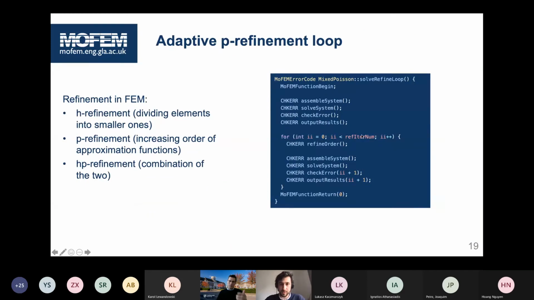If the user specifies a number of refinement iterations greater than 0, we would get into the loop of refinement: assemble the system, solution, checking the error, and repeating that. I just want to be precise here that there could be different ways to refine in the finite element method. We could consider the H refinement, which breaks the element into smaller ones, or the P refinement, which is increasing the order of approximation functions, or a certain combination of the two. So here, by refining, we mean the P refinement. We will be increasing the order of the elements.